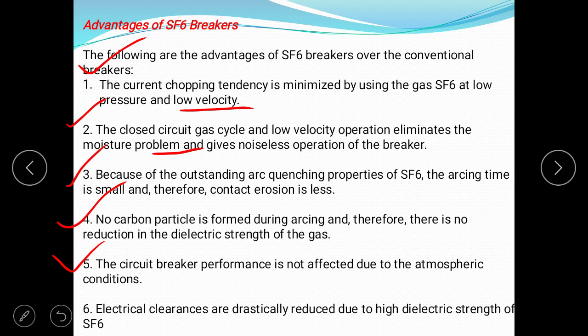And last, electrical clearances are drastically reduced due to the high dielectric strength of SF6 gas. So these are the advantages of SF6 gas. Basically, the advantage of the SF6 circuit breaker depends on the advantage of SF6 gas, because SF6 gas has high dielectric strength, electronegativity property and high thermal conductivity. Due to this, SF6 circuit breakers are used in high voltage circuits.